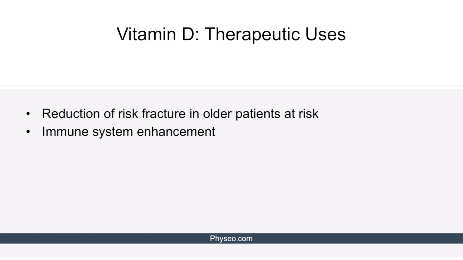We will finish this section with the therapeutic uses of vitamin D. Vitamin D reduces the risk of fractures because it contributes to reducing falls by improving muscle function and bone density in the elderly. Also, some studies suggest that it could have some effects on immune system enhancement. The mechanism by which vitamin D enhances the immune system remains unclear, but it is thought to be mediated by vitamin D receptors present in most of the immune cells.